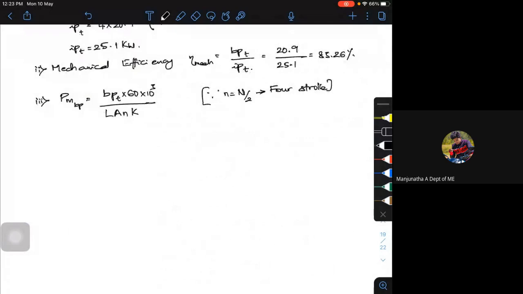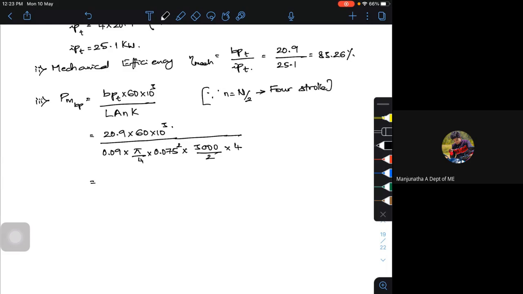Now let's try to substitute. Brake power is 20.9 into 60 into 10 to the power of 3, divided by stroke length, 90 mm or 0.09 meters, into cross section area, that is pi by 4 into diameter 75 mm, that is 0.075 squared, into speed, which is 3000 divided by 2, that is N by 2, into number of cylinders, which is 4. So let's try to substitute everything.